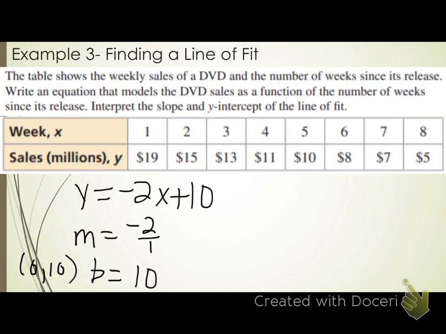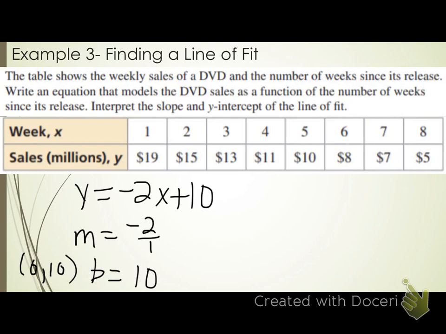Right? What does y represent? Sales of millions. So how many millions of sales did they have when the DVD first came out? $10 million. Right? So that's what I would say in my paper. When the DVD first came out, they had $10 million worth of sales. Something along those lines. Does that make sense? Think about x and y and where the x value is, where the y value is, and interpret it based on the situation. Okay?